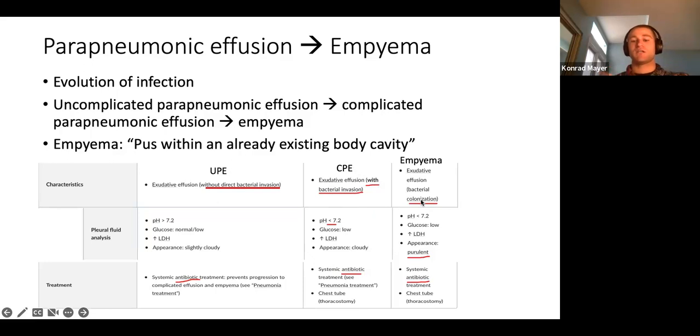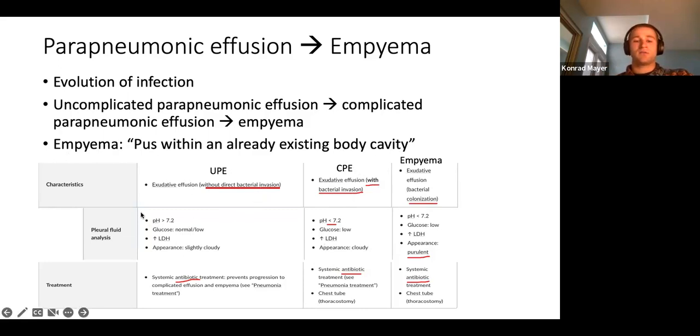So this is proliferation. And for those who don't remember the definition of empyema, empyema is pus within an already pre-existing body cavity. So the pus didn't form this cavity, it is just collecting in an already existing cavity.